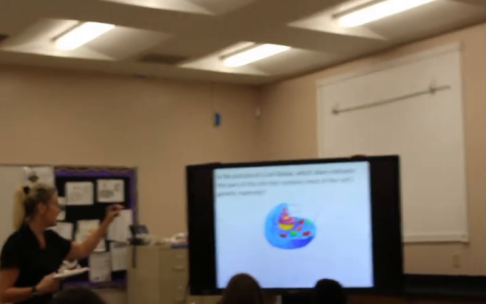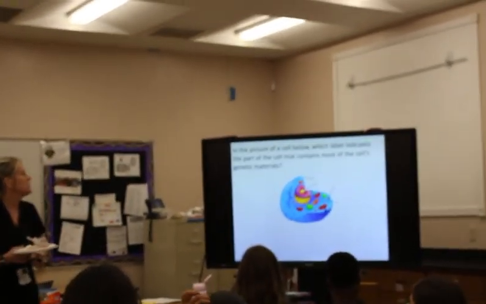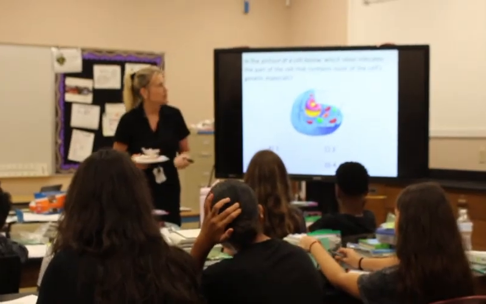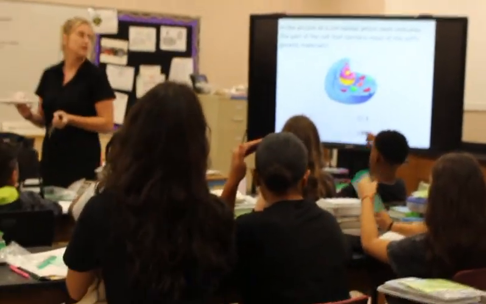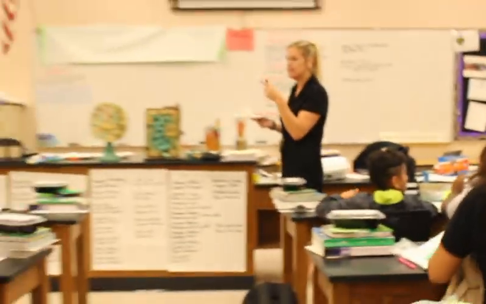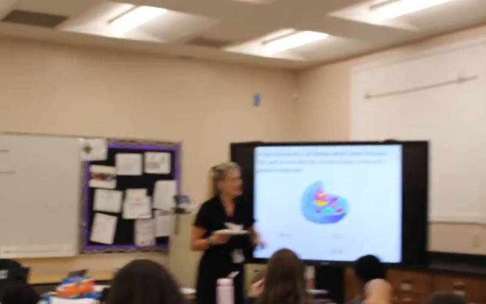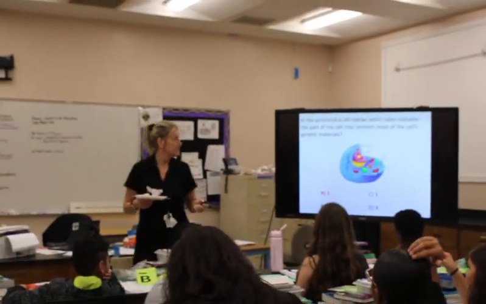All right. So ribosomes, they could either be on the endoplasmic reticulum, which we're going to get to next, but before we get there, in this picture of the cell, which label indicates the part of the cell that contains most of the cell's genetic material? Yes, very good. So most of you got that. That one was number one. All right, so the nucleus.